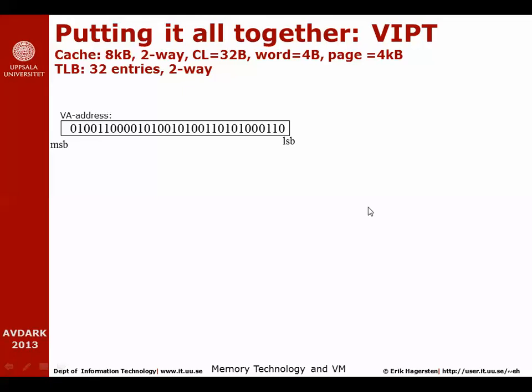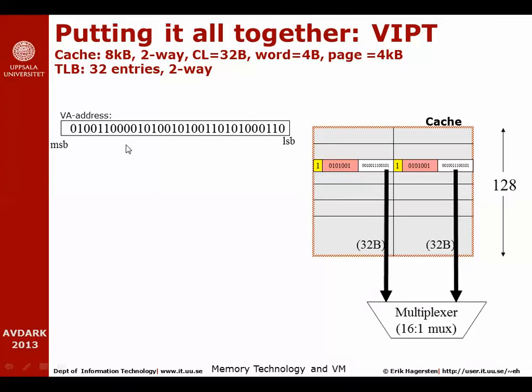So putting it all together, let's look at what this VIPT cache looks like at the same level of detail we looked at caches before. We're going to implement an 8 kilobyte two-way set associative cache. Cache line size is 32 bytes in this example. Word size is 4 bytes, and the page size is 4 kilobytes. We're also going to have a TLB, the translation cache, and that TLB has 32 entries, and it's a two-way set associative cache in this example.